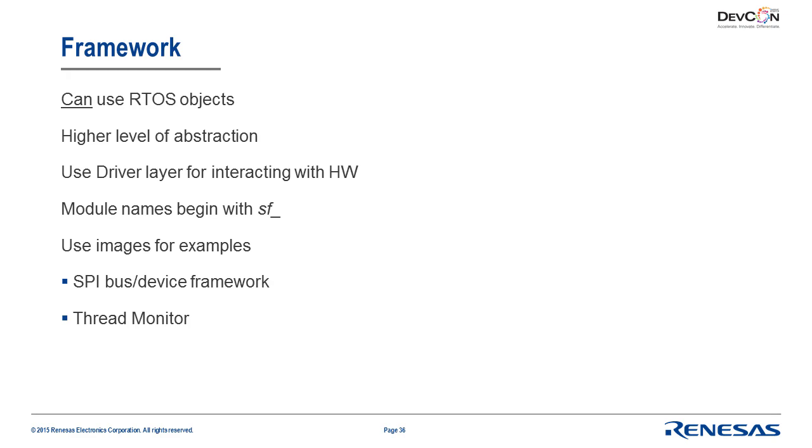All right, let's move to the framework layer. This is where it gets more interesting, more fun. So these can use RTOS objects, and they very often do use RTOS objects. And it provides a higher level of abstraction. So this is where you're getting more features for your application. And they typically use the driver layer for interacting with hardware. If I needed to communicate over SPI, I'm not going to do it from the framework layer. I'm going to go through the driver layer. And they're easy to find because all the module names begin with SF underscore. And examples include our SPI I2C bus framework.